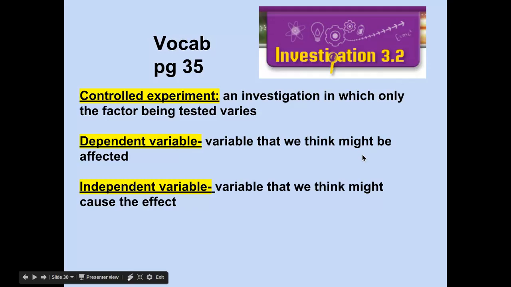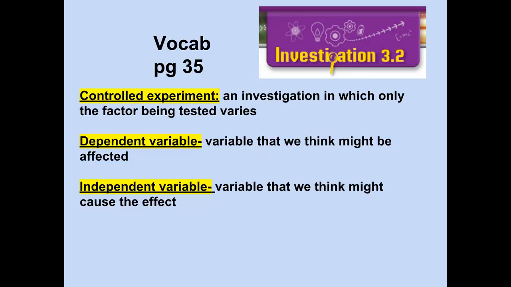The other thing we're going to do today is 3 more vocabulary words on page 35. They are controlled experiment, independent variable, and dependent variable. A controlled experiment is an investigation in which only the factor being tested varies. So that's when you're only changing one factor within an experiment. The dependent variable is the variable that we think might be affected, and the independent variable is the variable we think might cause the effect.